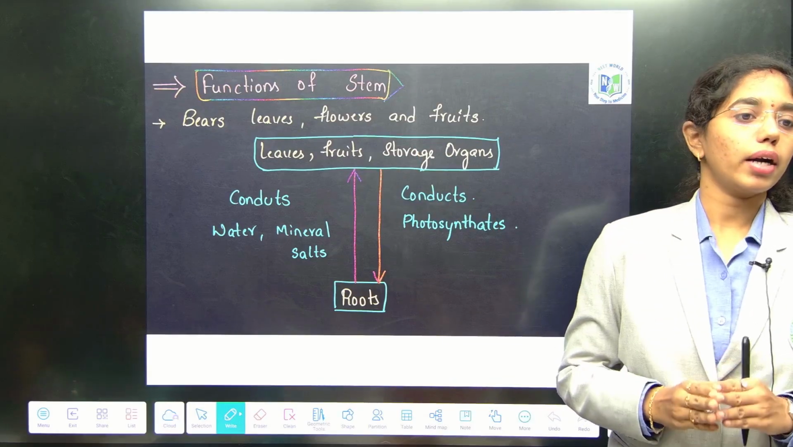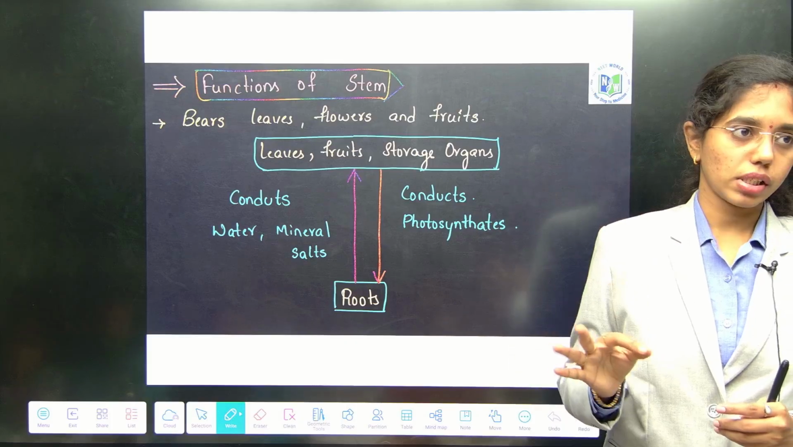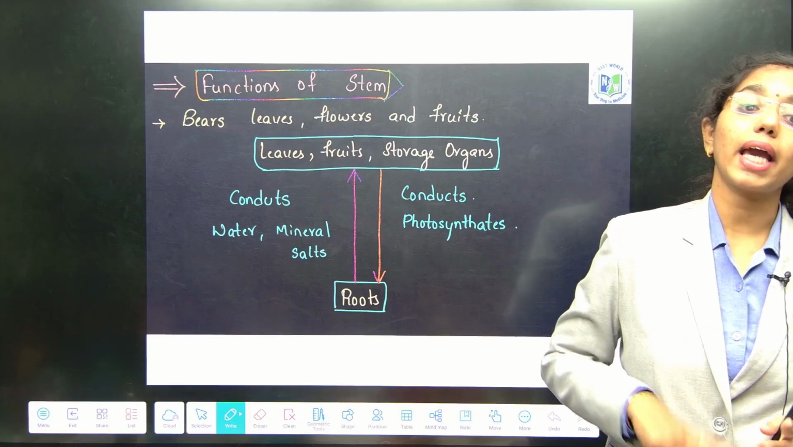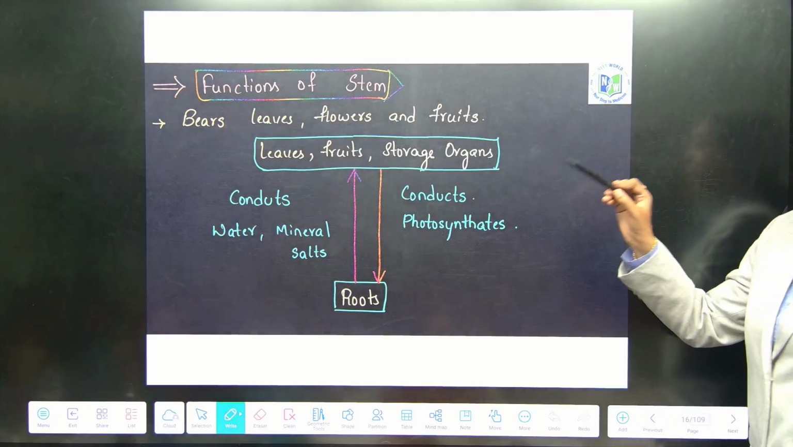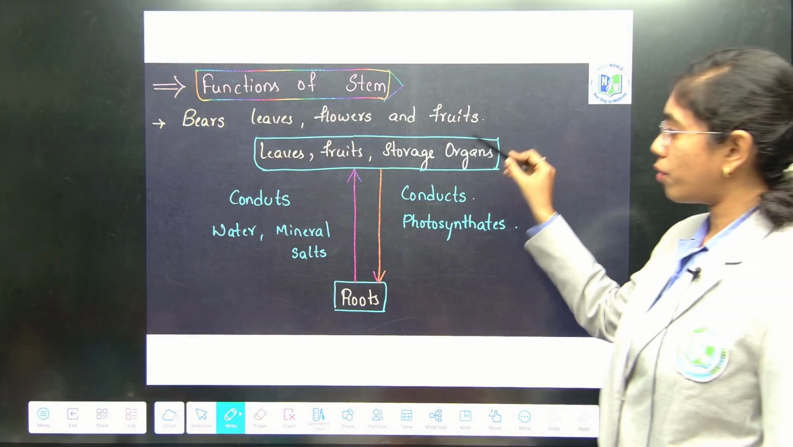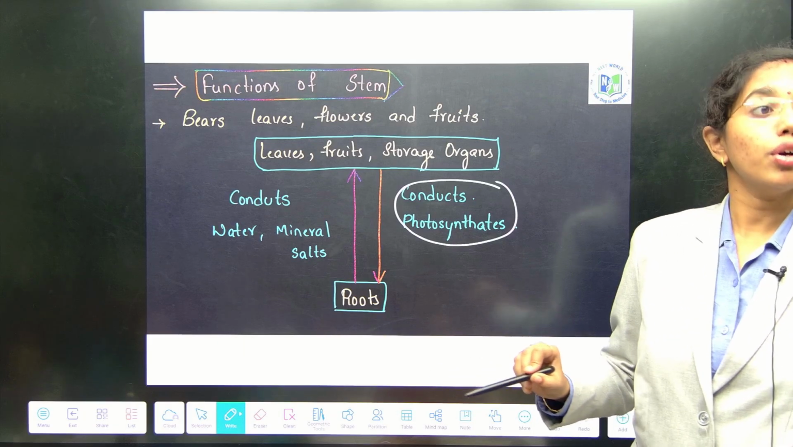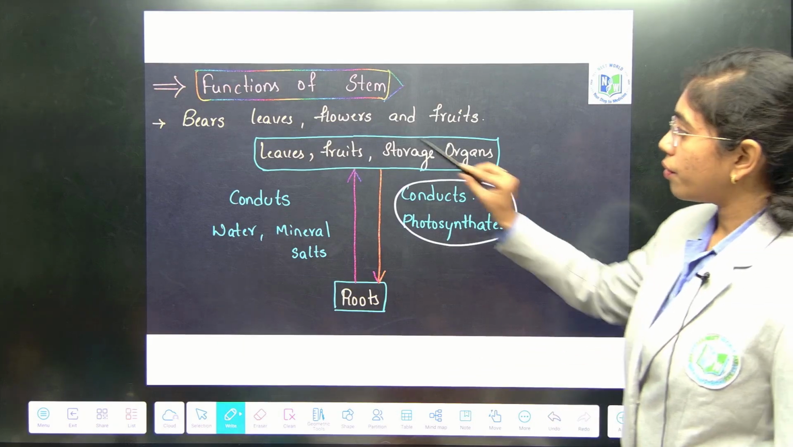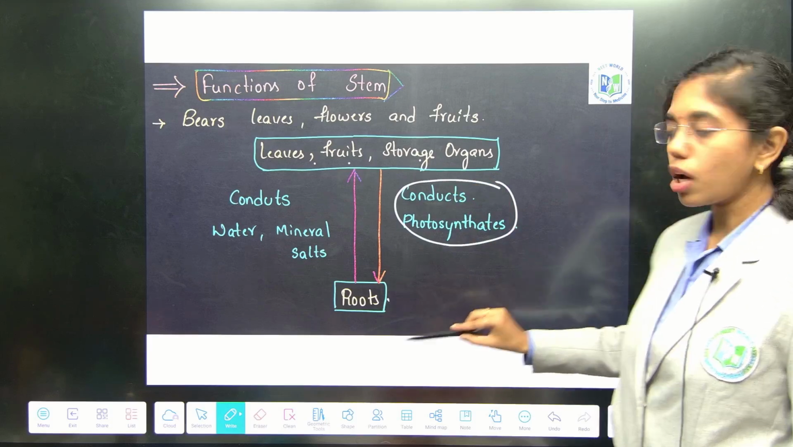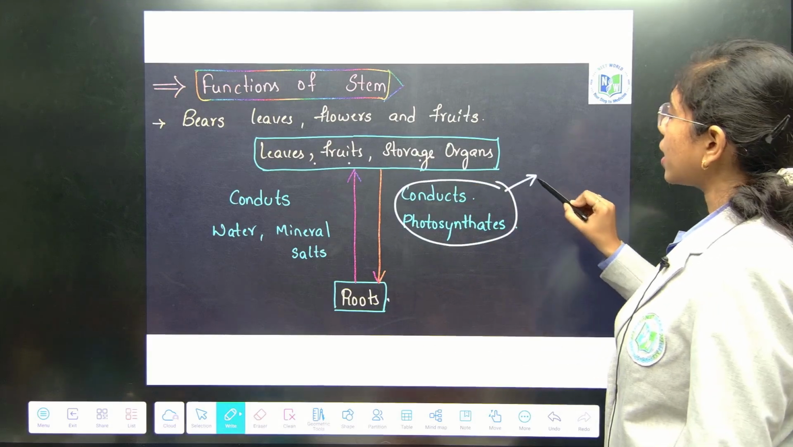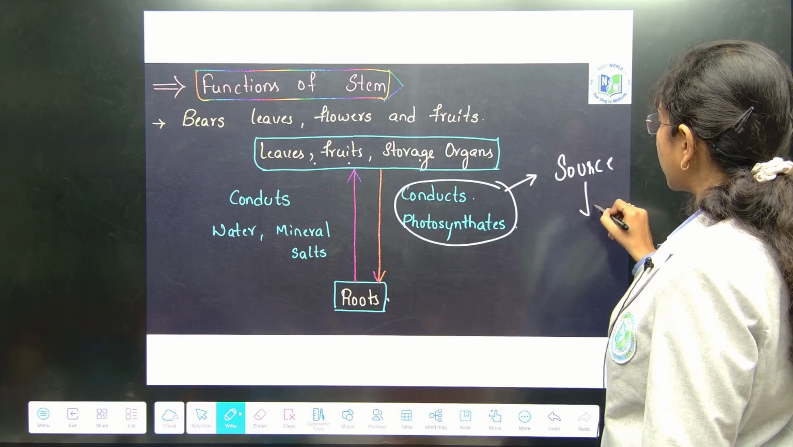Translocation of water, minerals, nutrients. That will be the major function of the stem, followed by giving mechanical support to the plant. Here, the stem will bear leaves, flowers and fruits. It will also conduct transport of nutrients, sugar molecules made by photosynthesis, from leaves, fruits, storage organs to roots. In simple terms, the stem will conduct them from source to sink.